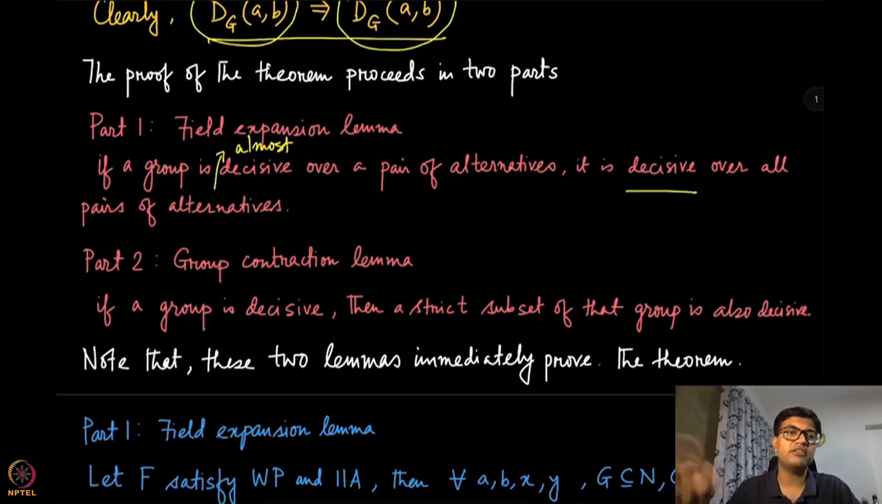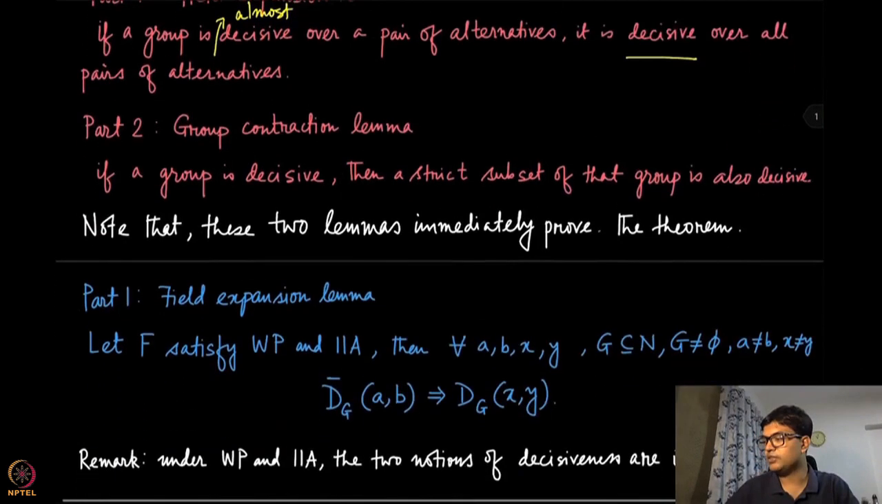Now I can repeatedly use the group contraction lemma to reduce the size of the set of almost decisive individuals, until you have only one individual left, and that individual is going to be the dictator. So that individual's preference over any pair of alternatives is going to be the final outcome, and that essentially is Arrow's impossibility result. Okay, so that is the overall idea. Let us now go into proving each of these lemmas one by one.